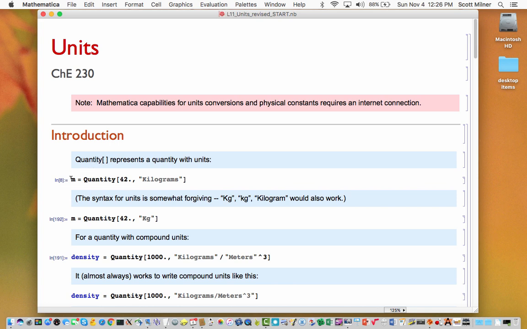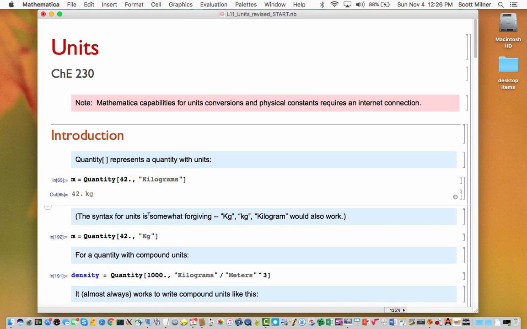So here, for example, M is defined as 42 kilograms. The first argument of Quantity is the magnitude and the second is the units, and you can see it's typed in double quotes with a capital letter name for the unit. The syntax for units is somewhat forgiving. You could also use for kilogram capital KG, lowercase kg, and so forth.